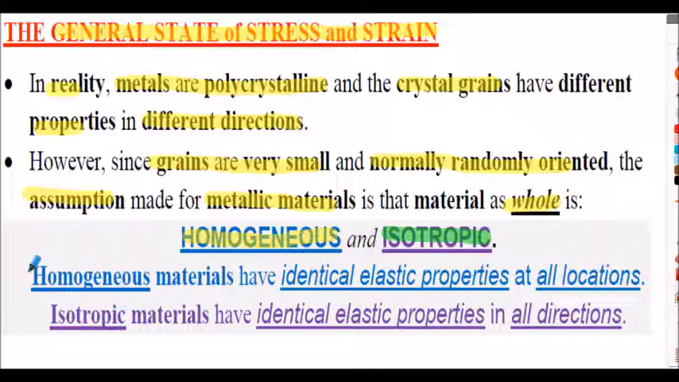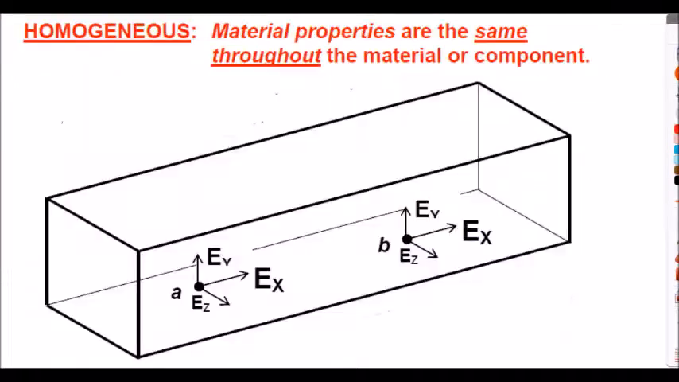The first one, homogeneous. Homogeneous materials have identical elastic properties at all locations. Isotropic materials have identical elastic properties in all directions. They're different characteristics, but we will assume our materials are homogeneous and isotropic and have both of those characteristics. I'm going to try and illustrate this with diagrams.